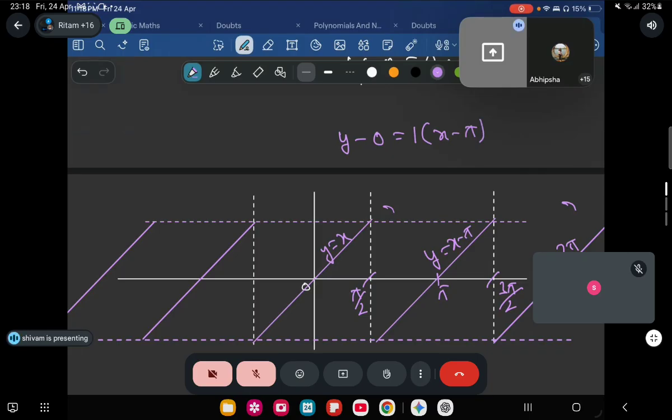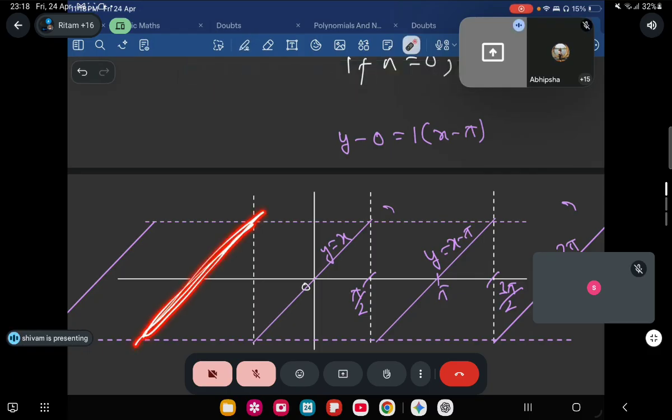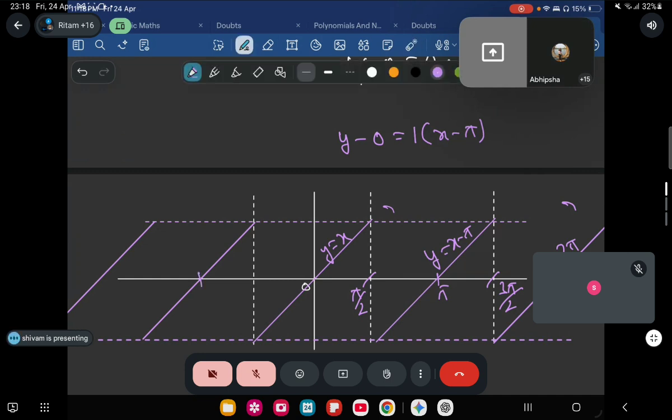Tell me, Aisha, are you getting how I got y equal to x minus pi? Yes, sir. So, Aisha, since you have got it, can you tell me the equation of this branch by yourself? Tell me. Y minus 0 is equal to x plus pi. X plus pi, absolutely correct, because this point is minus pi. Yes, sir.